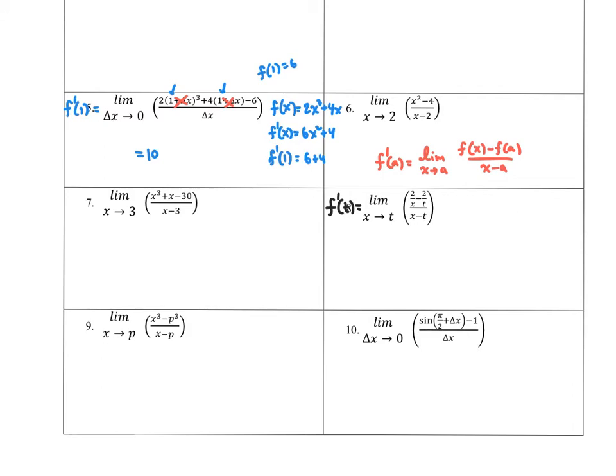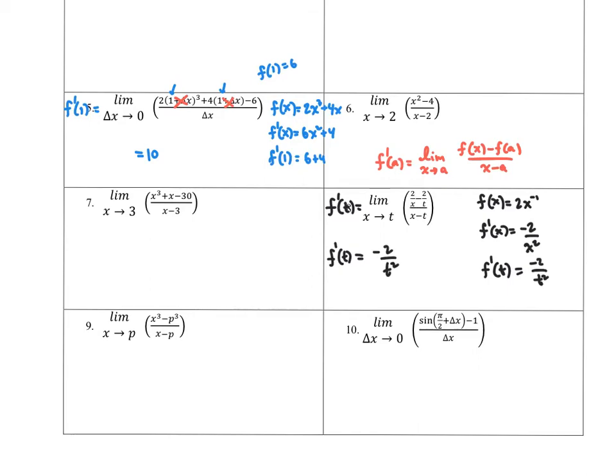All right, so let's find what f of x is first. Well, if it's f of x minus f of a, I see that f of x will equal 2 over x, which I can write as 2 to the x minus 1, or 2x to the negative first power. F prime would then equal negative 2 over x squared. Therefore, f prime at t would equal negative 2 over t squared. So this limit would evaluate to negative 2 over t squared.